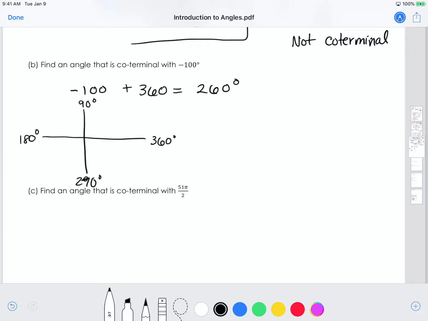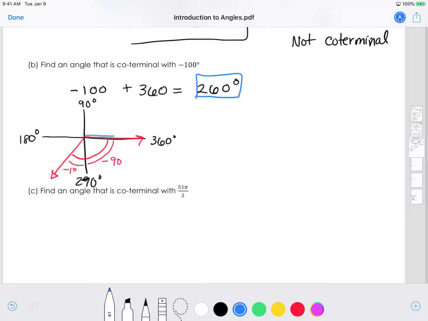So if I want to go to negative 100, I draw it in standard position. So I would have to start on the positive x-axis, and because it's negative 100, I would have to open up clockwise. So that would be in here, because if I open up a quarter of the way, that's 90 degrees. So from here to here is negative 90, and then I have to go another negative 10 degrees to make a full negative 100.